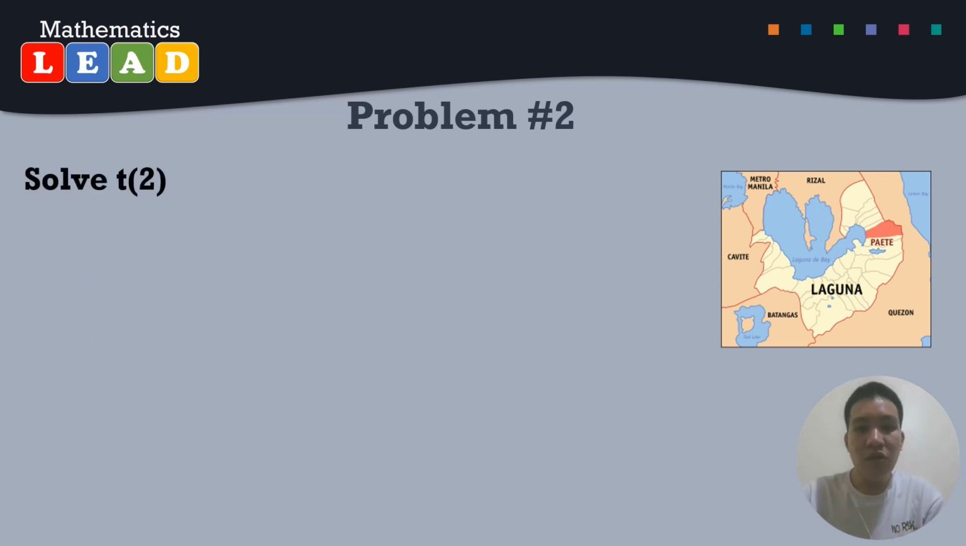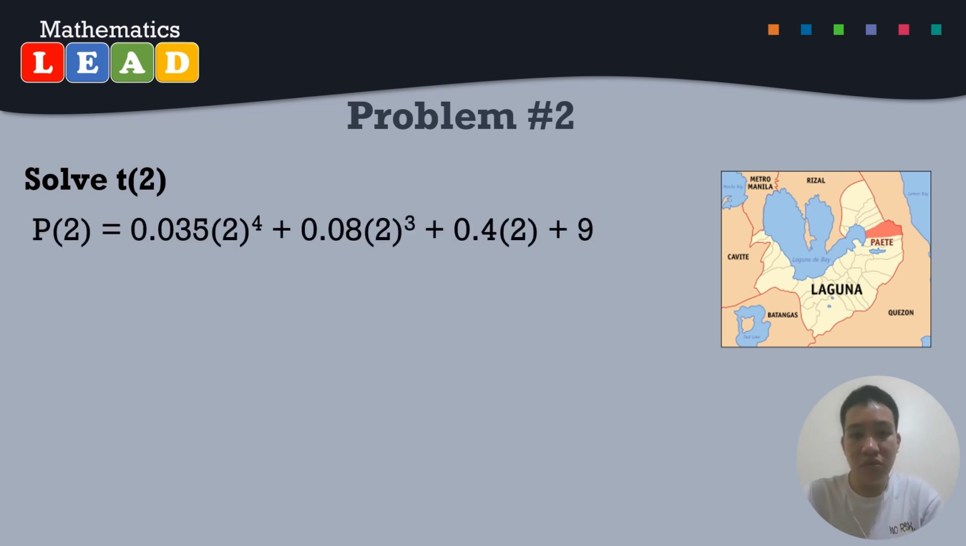And lastly, we will solve P of 2. First, we will substitute t as 2. As you can see here in the function, 0.035 times 2 raised to the fourth power plus 0.08 times 2 cubed plus 0.4 times 2 plus 9.